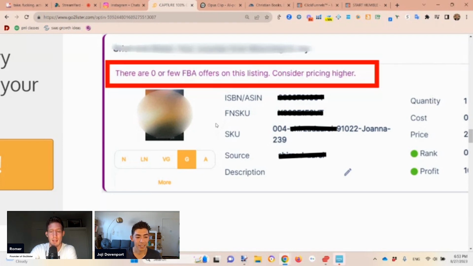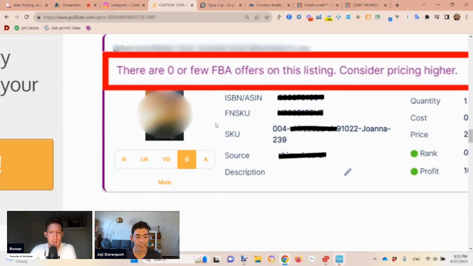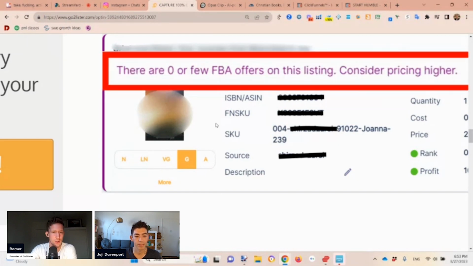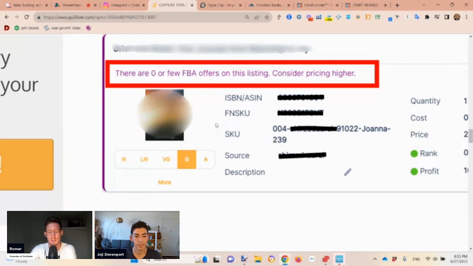And the problem with listing it is it's just going to list the buy box price. GoToLister is going to price it 20% higher, but still you're not making as much as you could if you use the techniques that we're talking about in this video.